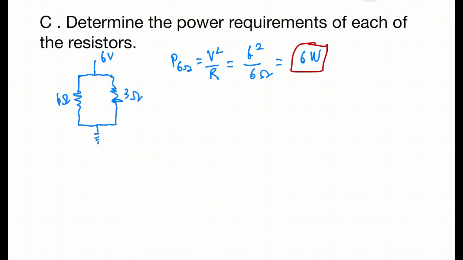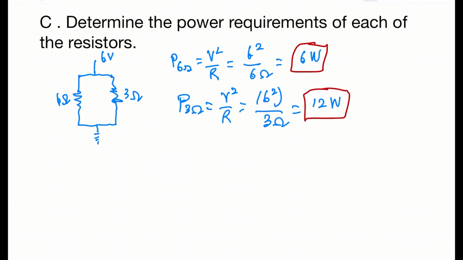Now if we want to look at the 3 ohm resistor, the power requirement for the 3 ohm resistor, once again V squared over R, because we know the voltage and we know the resistance, 6 squared, because that's the voltage. Now the resistance is 3 ohms in this case, so it's going to be 12 watts. 6 squared is 36, divided by 3 is 12.